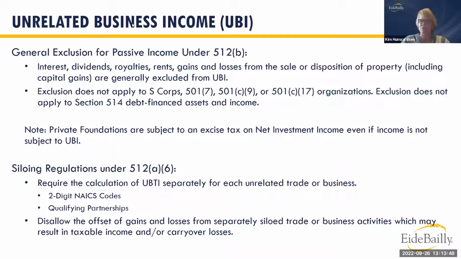So there is a general exclusion for passive income, and this comes into play for most of our investments. To the extent that an organization is getting passive income like interest, dividends, royalties, rents, even gain or loss on the sale or disposition of property, that's going to be excluded from UBI. When I mentioned earlier why someone might want to give a piece of land or property to a charity, this is the provision that excludes the gain on the sale of that property. So this applies across the board for most nonprofits. And I say most because there are some exceptions. This exclusion does not apply to S corporations or 501(c)(7), (c)(9), and (c)(17) organizations.